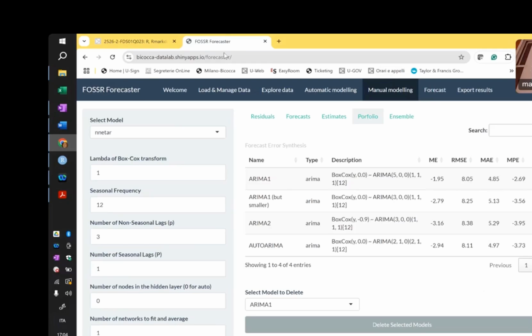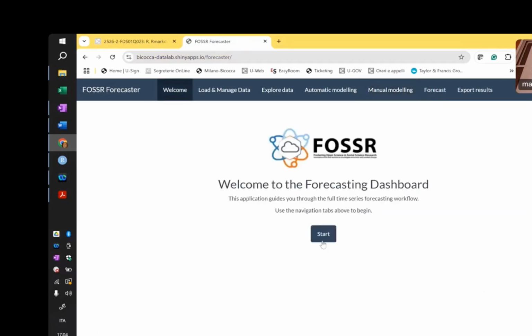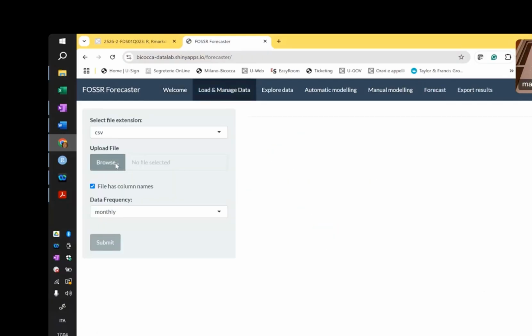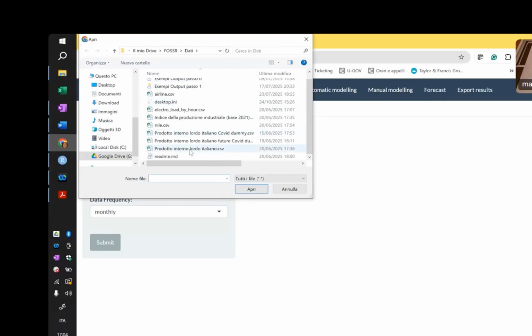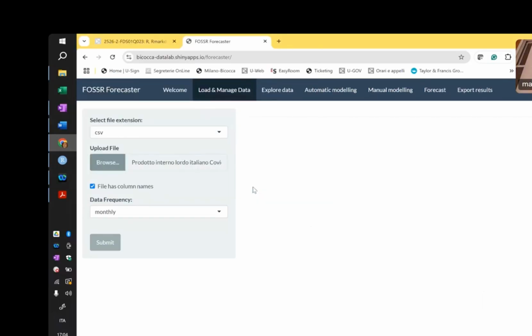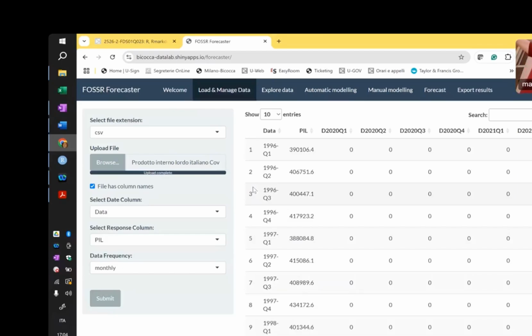For example, let's just start all over with another time series, just to do some exercise. So the GDP, the Italian Prodotto Interno Lordo. Actually, I also have the Italian GDP Dummy. It's just the same time series, but I already built some dummy variables that we can use if you want to adapt for the period of the COVID.